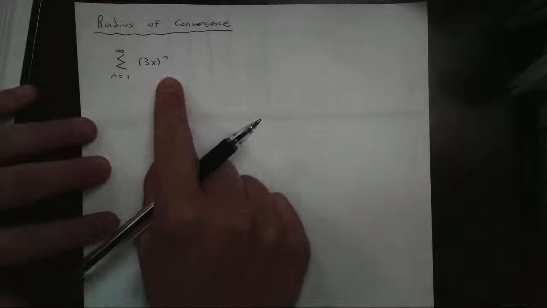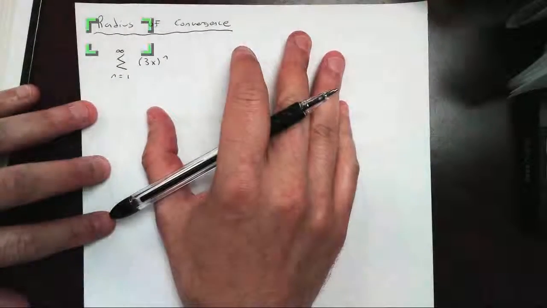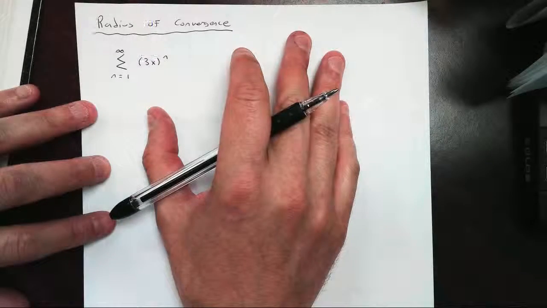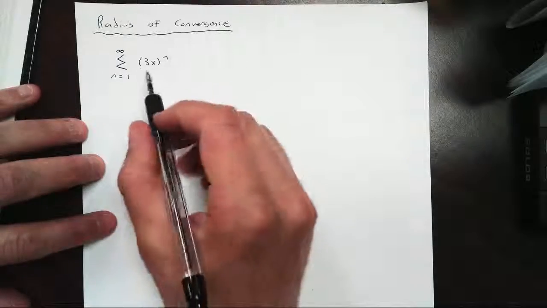Hi, today we're going to talk about radius and interval of convergence. Now in part 1 we're going to spend some more time with how to find the radius of convergence. Now remember, the whole purpose of any series is to find out if that series converges or diverges for the most part, and that's important for us.